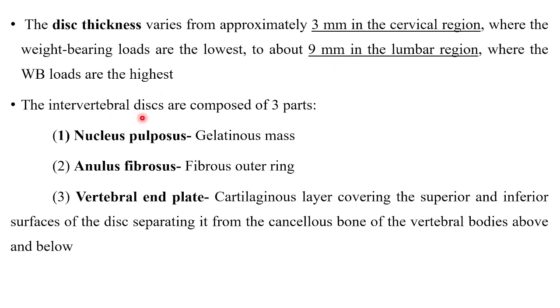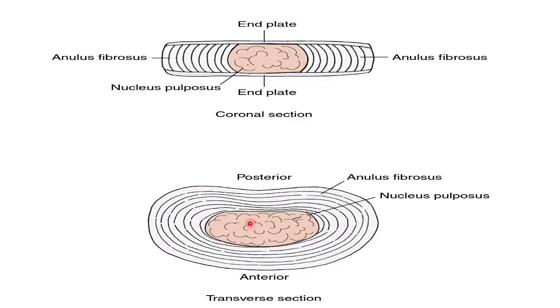The intervertebral discs are composed of three parts, namely the nucleus pulposus, annulus fibrosus, and vertebral end plate. The nucleus pulposus is a gelatinous mass, whereas the annulus fibrosus is a fibrous outer ring, and the vertebral end plate is a cartilaginous layer covering the superior and inferior surface of the disc, separating it from the cancellous bone of the vertebral bodies above and below.